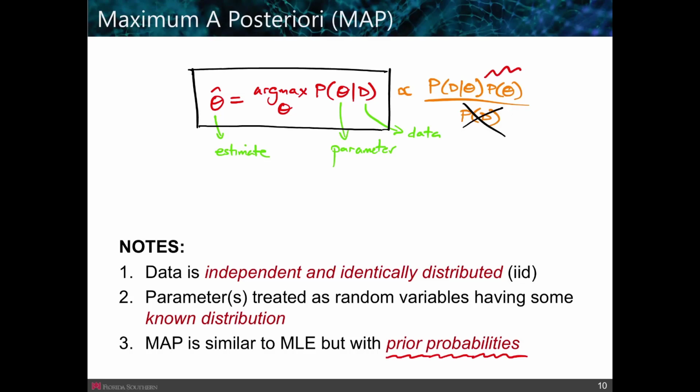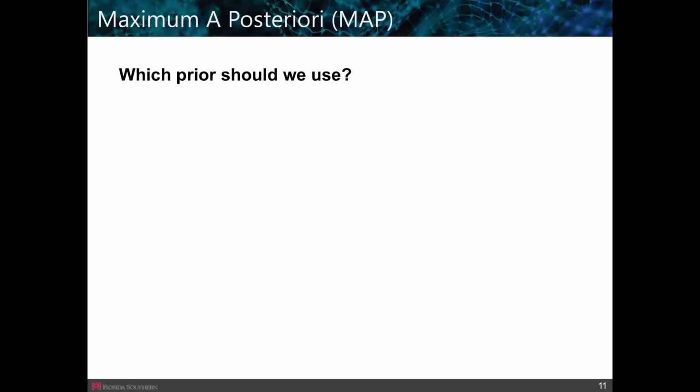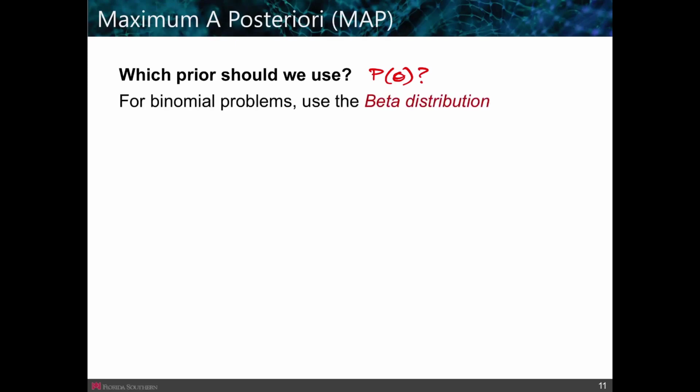And if it's not clear where that's coming from, let me highlight it. This is the prior probability. We're assuming that our parameter theta, any of the parameters, is random, but we know the distribution it comes from. And we're going to incorporate that into our optimization here. To do that, we actually need to know which prior we're going to use. In other words, what is the p of theta? For binomial problems, we're going to use something called the beta distribution.